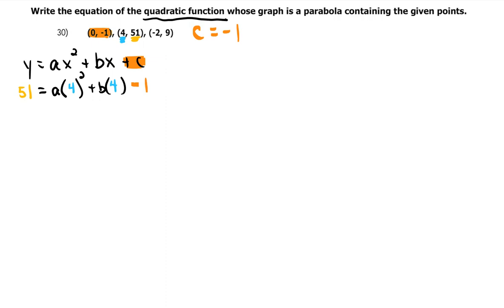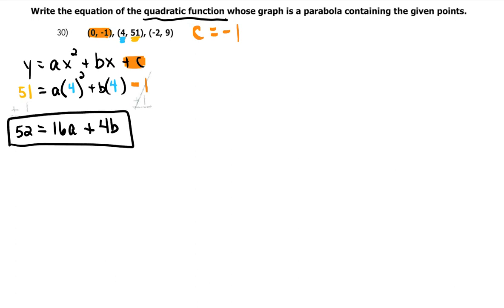Okay, now I'm going to clean this up a little bit. I am going to add 1 so that that cancels out, and it puts all my non-variable terms on the left side. So 51 plus 1 is 52, and then 4 squared is 16, so that's 16a, and then b times 4 would be 4b. Okay, so here is one equation.